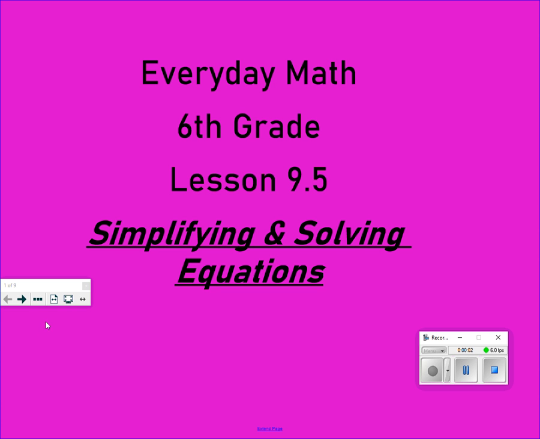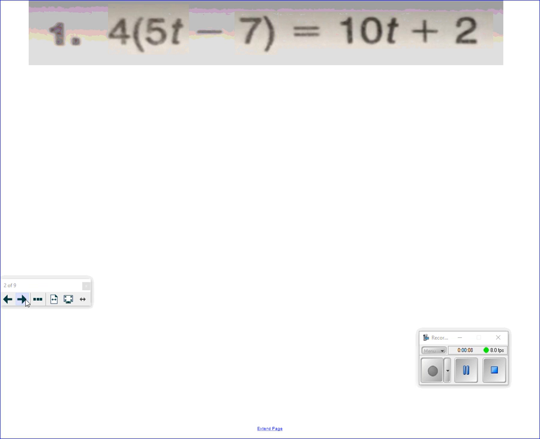Hello, sixth graders. Today we're going to be simplifying and solving equations. Okay, let's take a look. So we're going to be using the distributive property while we do this. I don't have a study link for you today, but you can just follow along with some scratch paper. Go ahead and write this down.